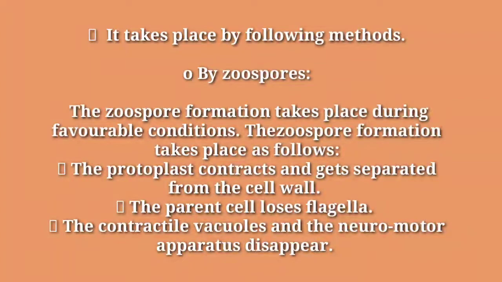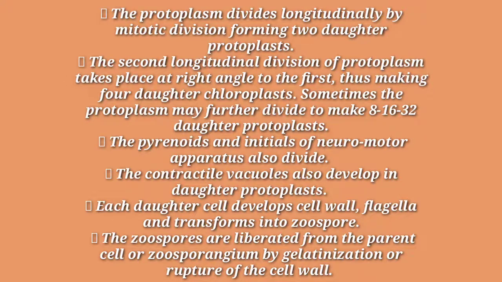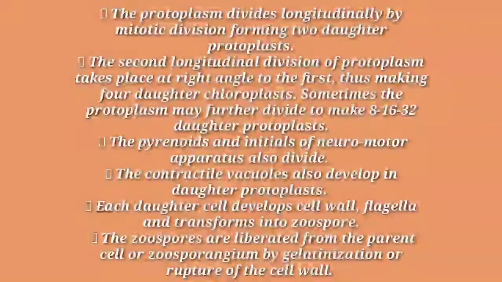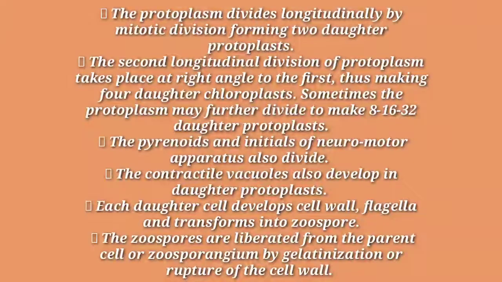The protoplast contracts and gets separated from the cell wall. The parent cell loses flagella. The contractile vacuoles and the neuromotor apparatus disappear. The protoplasm divides longitudinally by mitotic division forming 2 daughter protoplasts. The second longitudinal division of the protoplasm takes place at right angle to the first, thus making 4 daughter protoplasts.